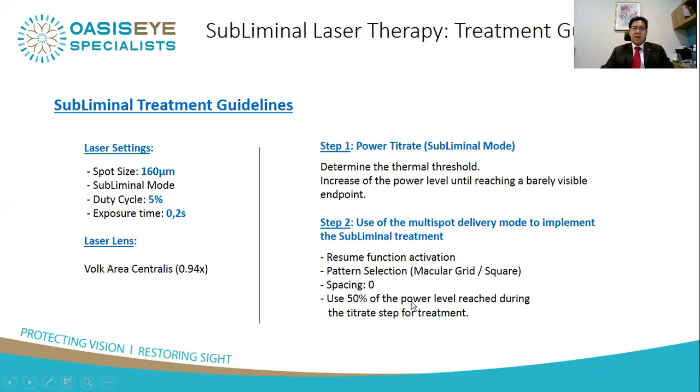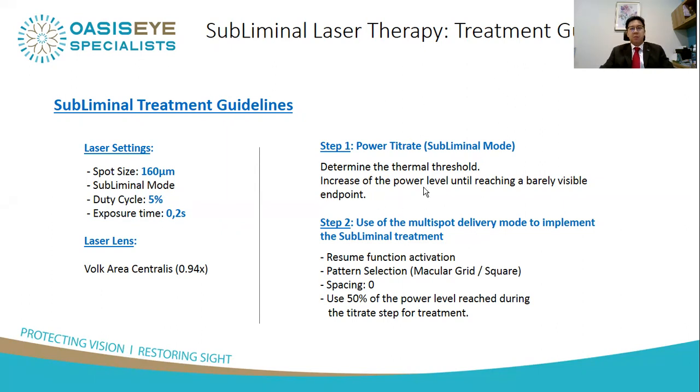So these are the treatment guidelines that I would recommend: a spot size of 160 micrometers, 5% duty cycle, 0.2 seconds exposure time, using a Volk Area Centralis lens with a magnification factor of 0.94. This is all preset into the machine. So it's very important before you start treating to titrate the power of the subliminal laser, because every patient is different. Some patients need a higher power, some patients need a lower power. So this is the only variable you need to adjust for subliminal laser.